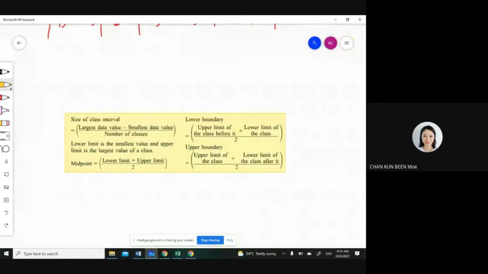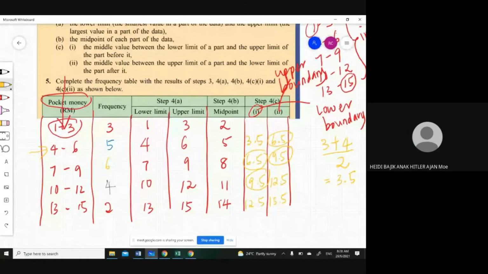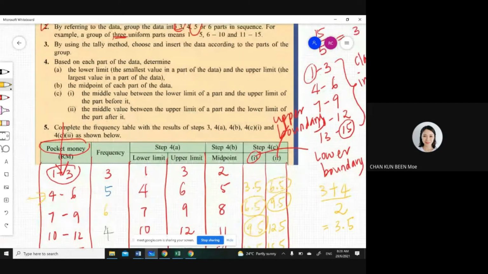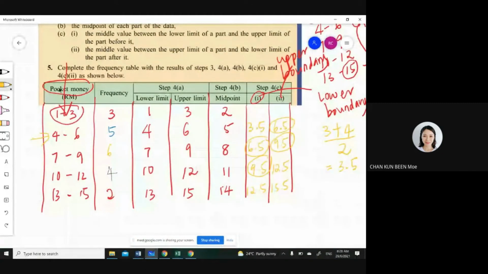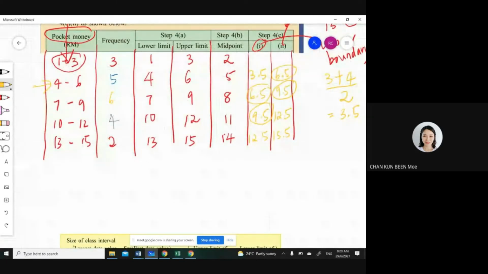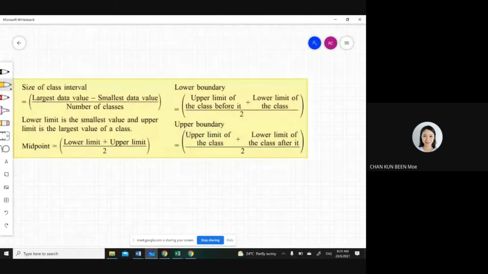Okay, so Madam, if the number is not in the data, like for the lower limit, it has 13, but 13 is not in the data. Can we do that? Yes, can. That is what you do, because the purpose we found all this is for us to draw the histogram and also the frequency polygon later on. So although we don't have the number in that set of data, we still have the class interval.